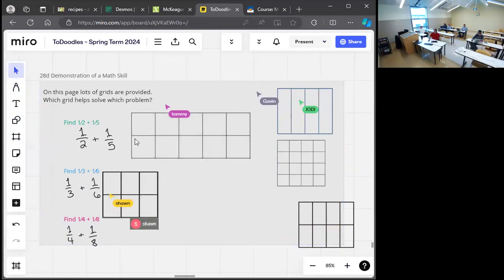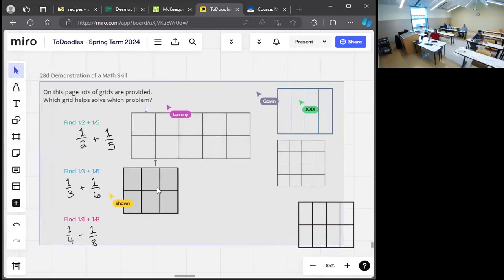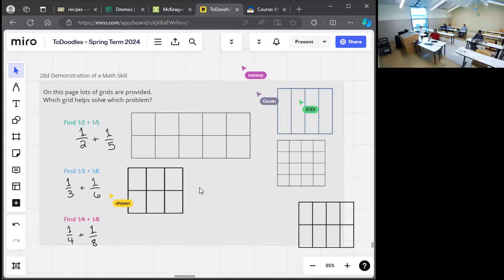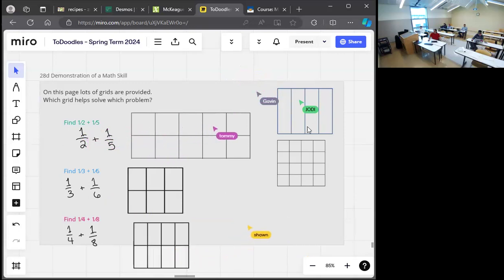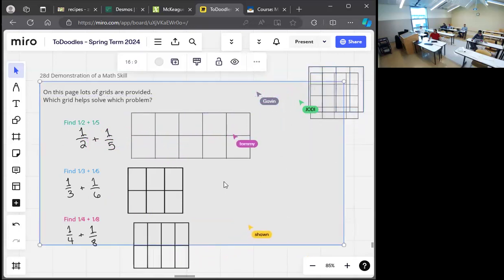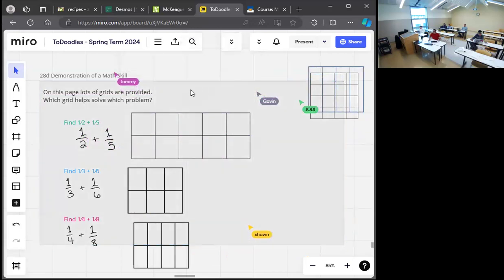So Gavin picked this one for half and fifth. Sean picked this one for thirds and sixths. And that one for quarters and eighths. Okay, these will just move out of the way. So let's do our addition then.